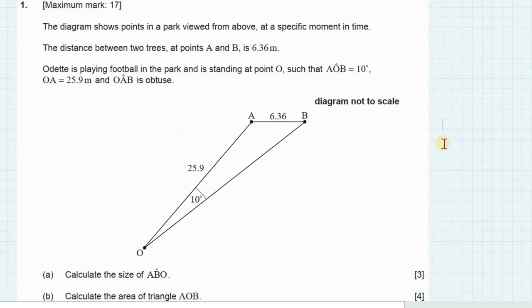Okay, in this question, we have a view of a park from above. We have AB is 6.36, and AOB is 10 degree, and OA is 25.9 here, and OAB is obtuse. We have to find the size of angle ABO. Angle ABO is here. I'll call the angle alpha.